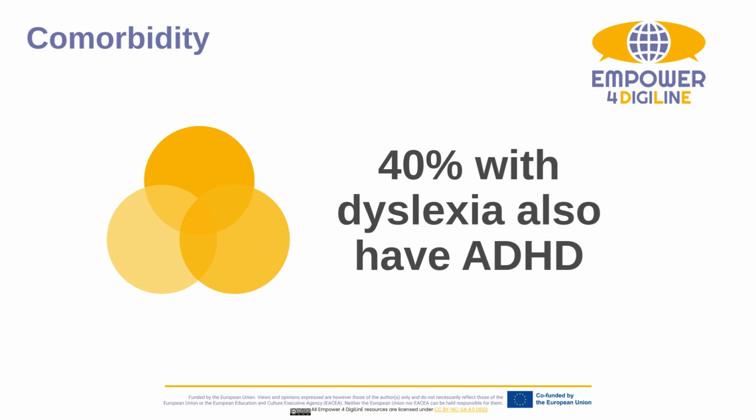Now here's something many teachers don't know. It's very common for students to have more than one condition at the same time. This is called comorbidity. For example, over 40% of students with dyslexia also show signs of ADHD. Many autistic students also experience anxiety or have language processing issues. And a student with dyspraxia may also struggle with dyslexia or ADHD. These overlapping profiles make teaching more complex, but they also make it more important to move away from labels and towards understanding individual needs.